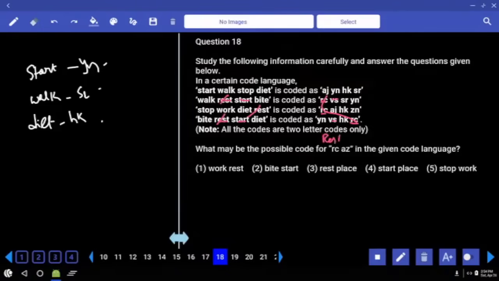And rest is here. Now we need to have rest. Then next one. Now between these two, work and place, aged, and aged is not given anywhere here. Then now between work and rest, that word should not be there. Work is there, it cannot be your answer. Choice 3. Done with this 18th one.